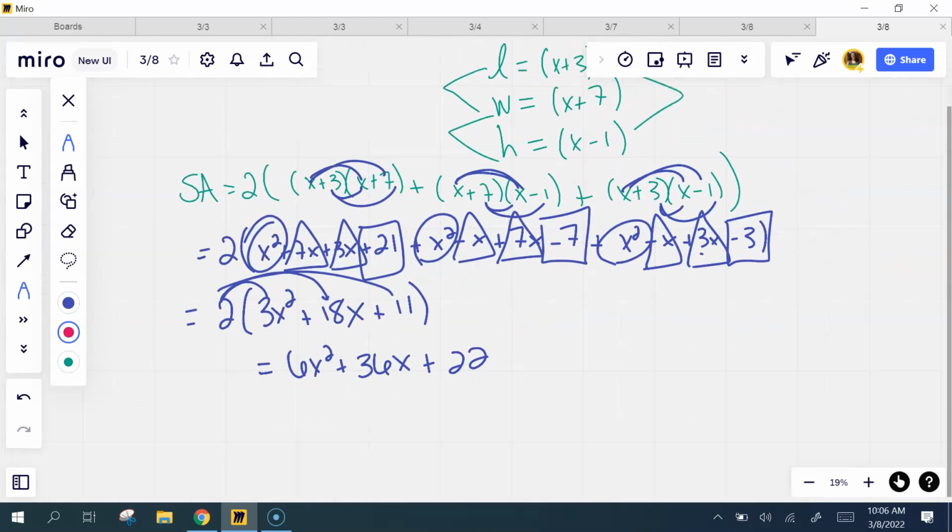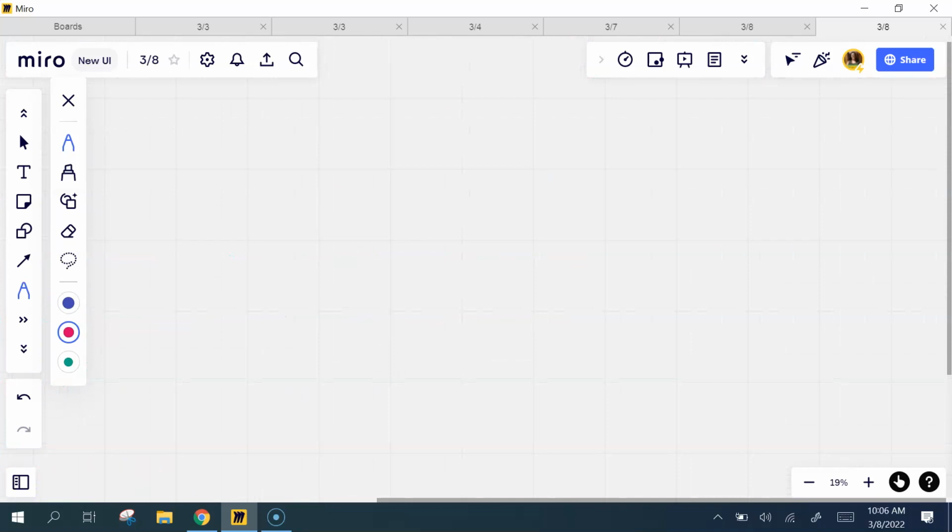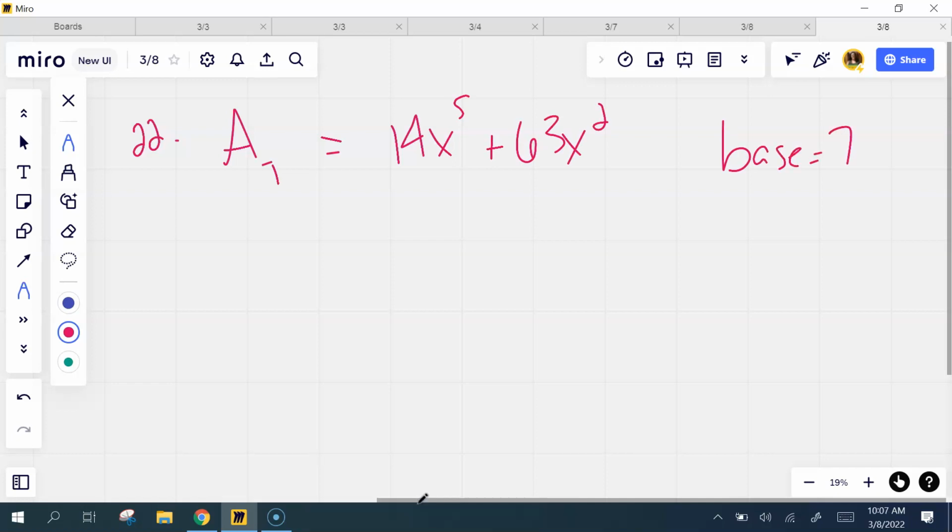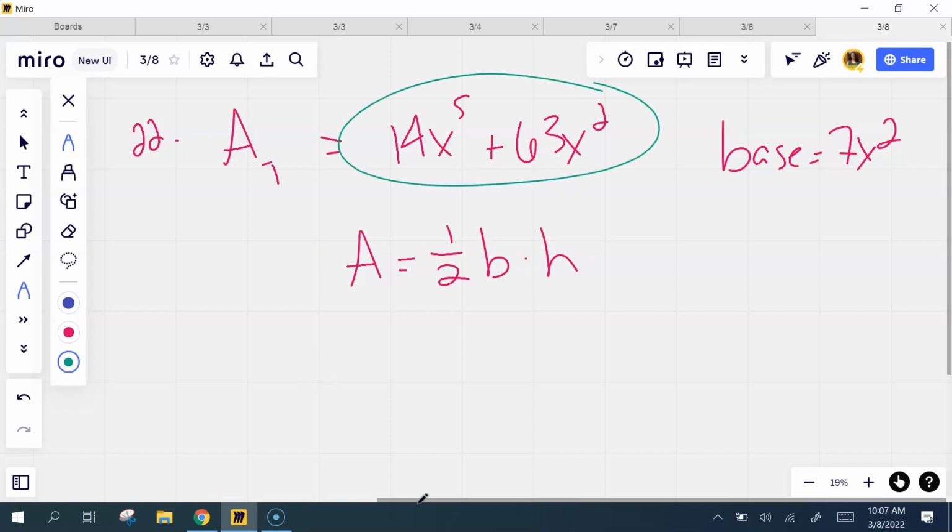Number 22. The area of a triangle can be represented by the expression 14x to the 5th plus 63x squared. And it says that the base is 7x squared. Write an expression to represent the height. Well, how do you find the area of a triangle? 1/2, that's right. Well, what do I have? I have the area and I have the base.